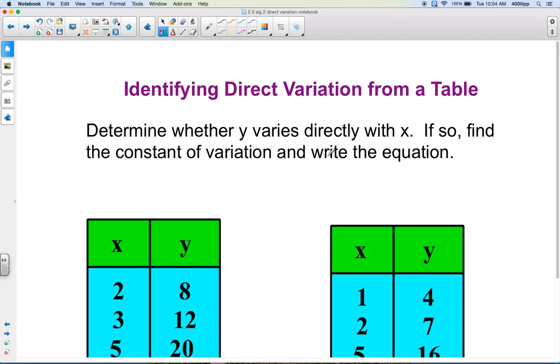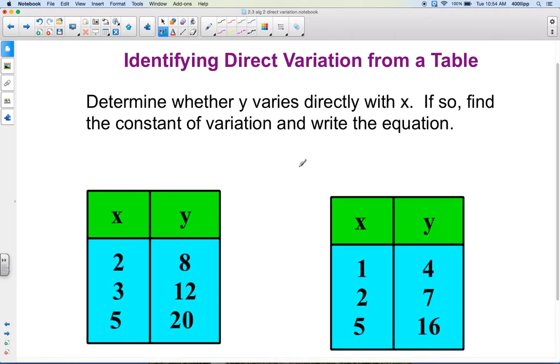Moving on, we can identify direct variation from a table. So it can ask you two different ways here. It could say, determine whether y varies directly with x, which is the same as saying, is this a direct variation? Okay, determine if it's a direct variation, or determine whether y varies directly with x. These mean the same thing. If so, find the constant of variation, which is k, and write the equation.